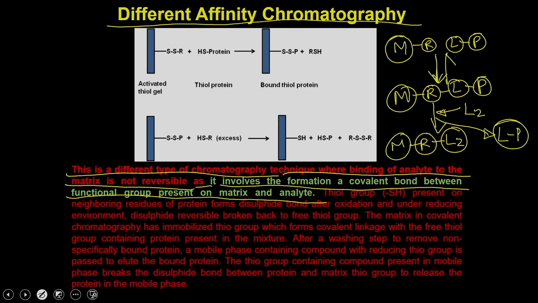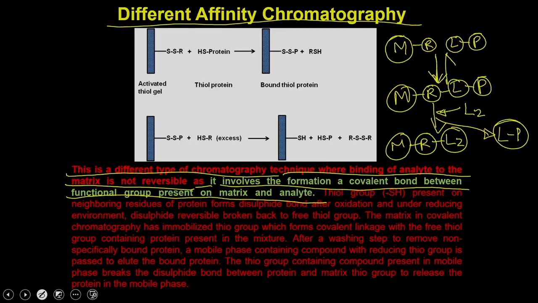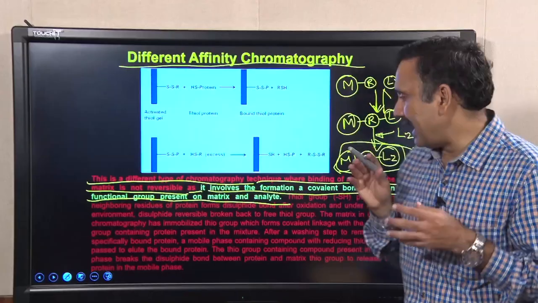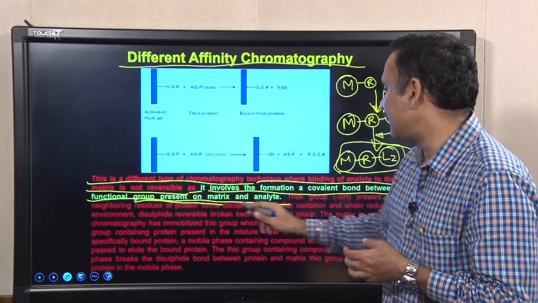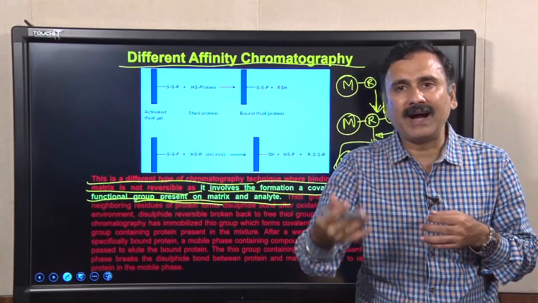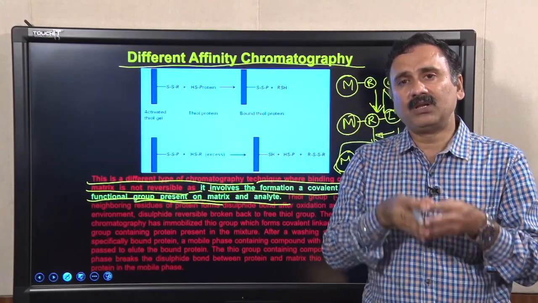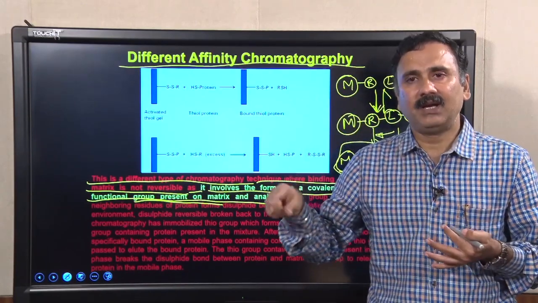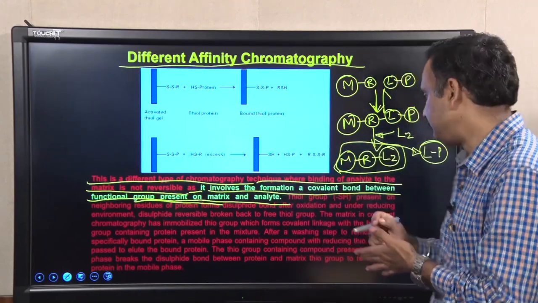Which means this process is reversible, and because it is reversible, you can utilize these beads for multiple rounds. Whereas in this case, which is called covalent affinity chromatography, the functional groups present on the matrix are going to bind the analyte, and there will be a covalent bond between them. Because of that, this chromatography cannot be reused, because this is an irreversible bond.